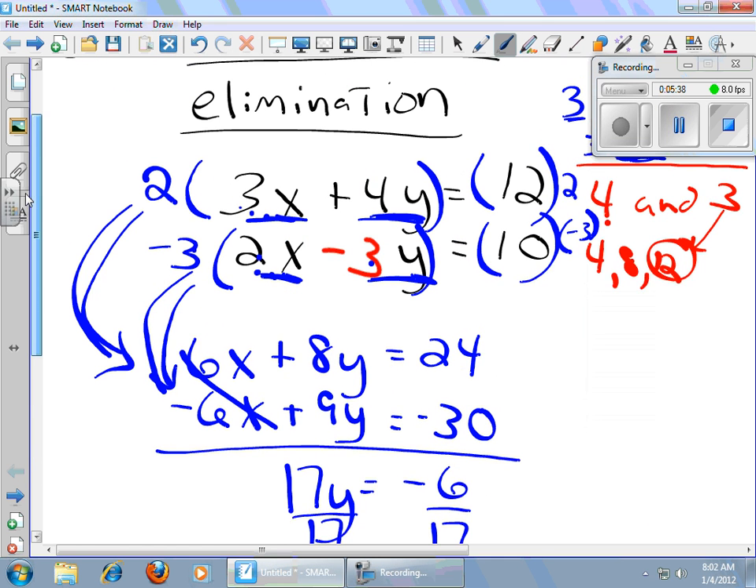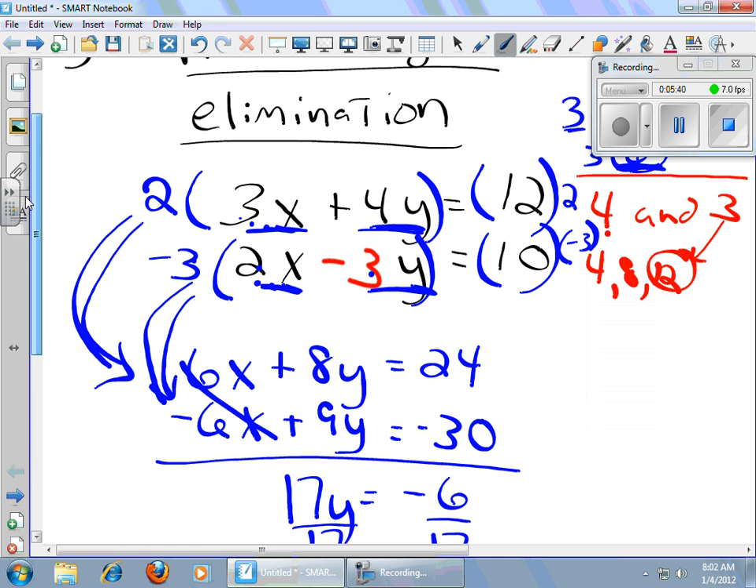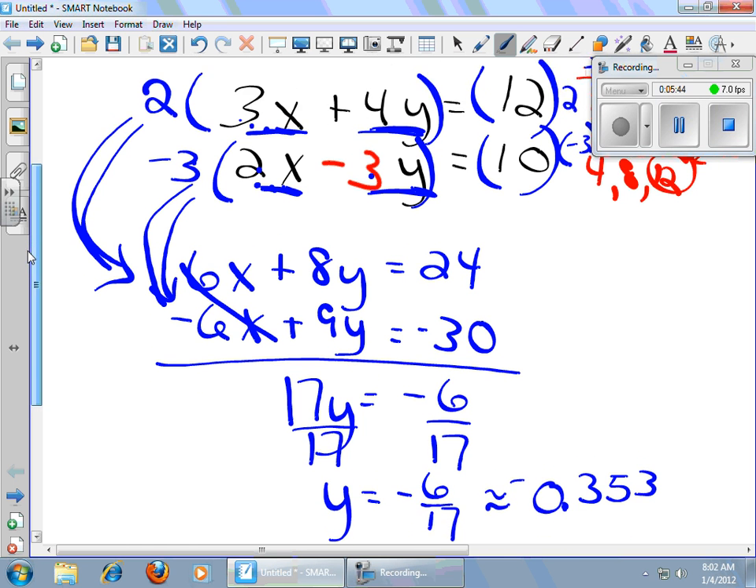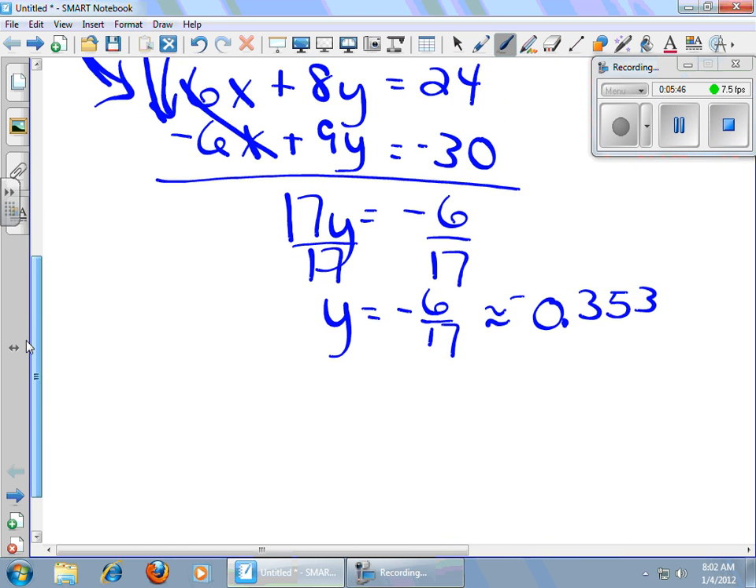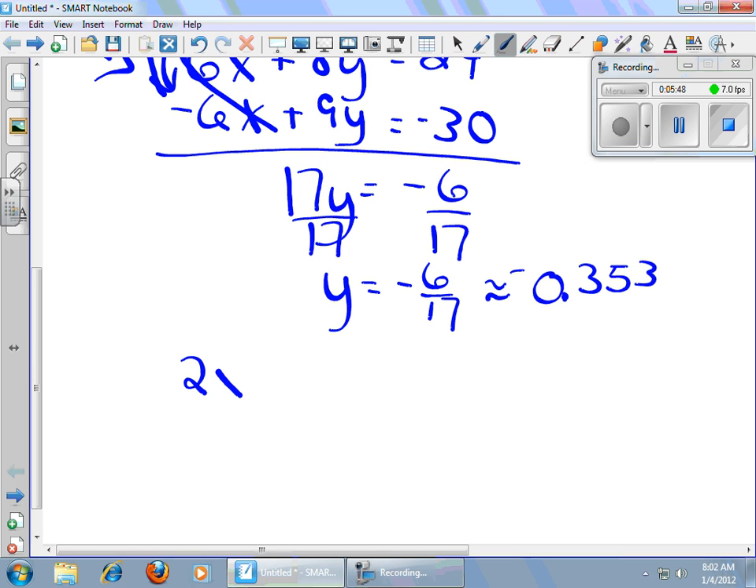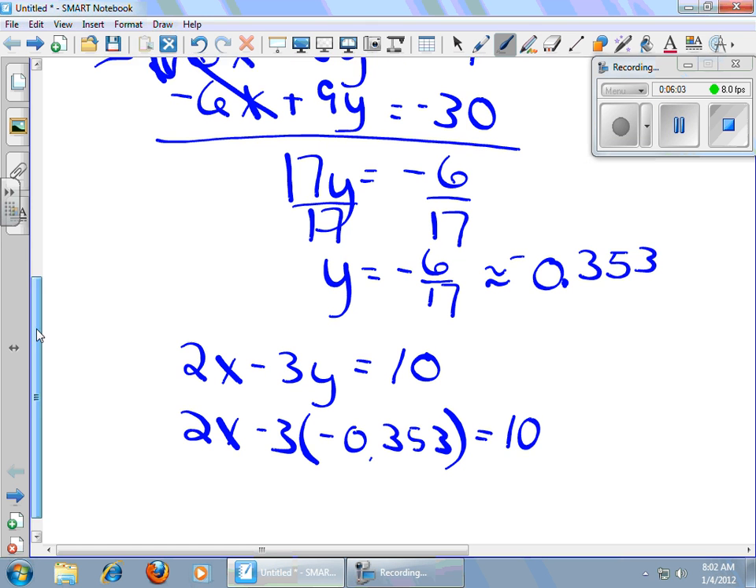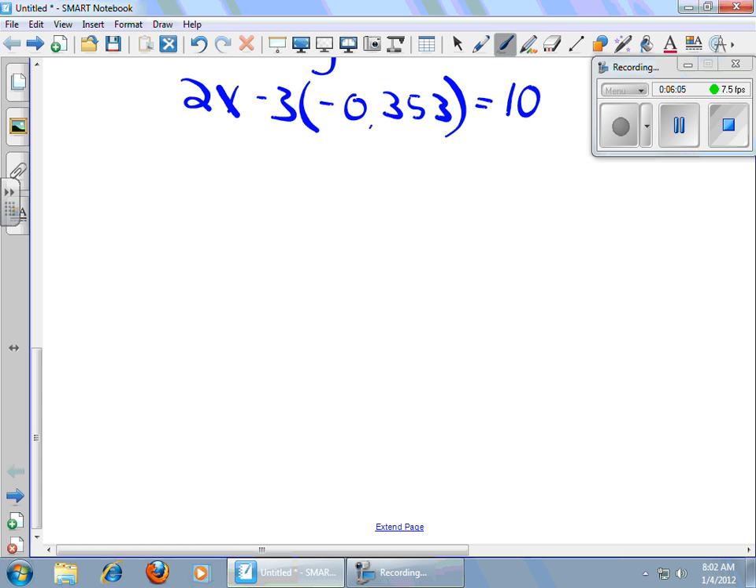I have to go and figure out what x is. And I think I'll use the 2x minus 3y equation. I think that one will be just a little bit friendlier. 2x minus 3y equals 10. So that means 2x minus 3 times negative 0.353 equals 10. I just substituted y's value into the equation.